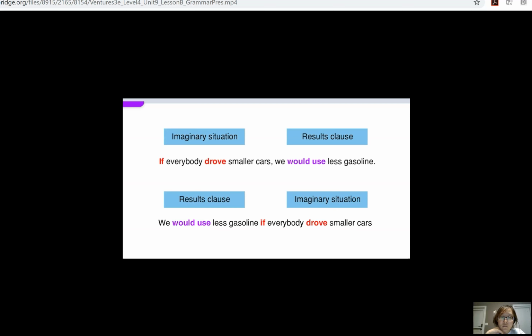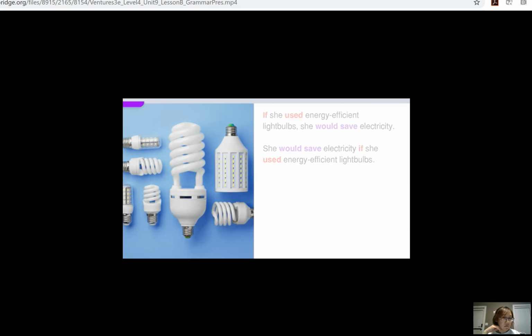Imaginary situation. If everybody drove smaller cars, results clause. We would use less gasoline. Results clause. We would use less gasoline, imaginary situation, if everybody drove smaller cars. If she used energy-efficient light bulbs, she would save electricity. She would save electricity if she used energy-efficient light bulbs.